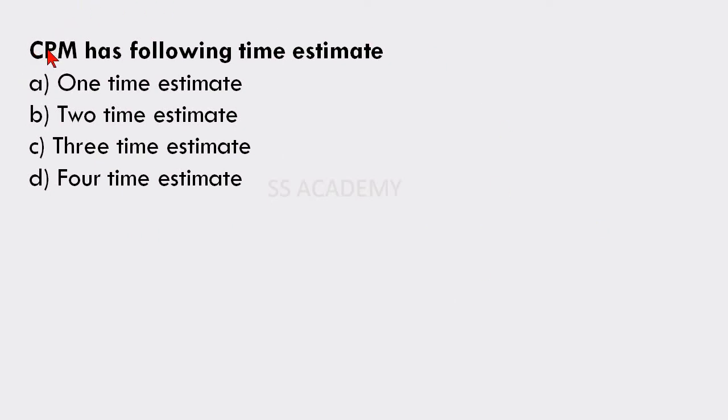And the next question is, CPM has following time estimates, that is 1 time estimate, 2 time estimates, 3 time estimates, 4 time estimates. The answer is 1 time estimate. CPM has 1 time estimate. PERT has 3 time estimates. Very important question, so don't make a mistake here. 3 time estimates is PERT, 1 time estimate is critical path method, that is CPM.